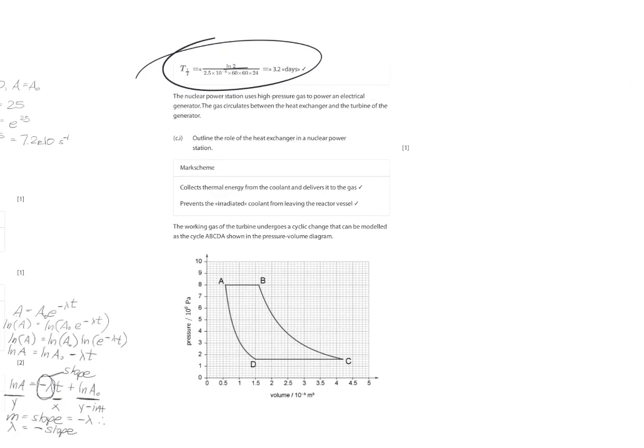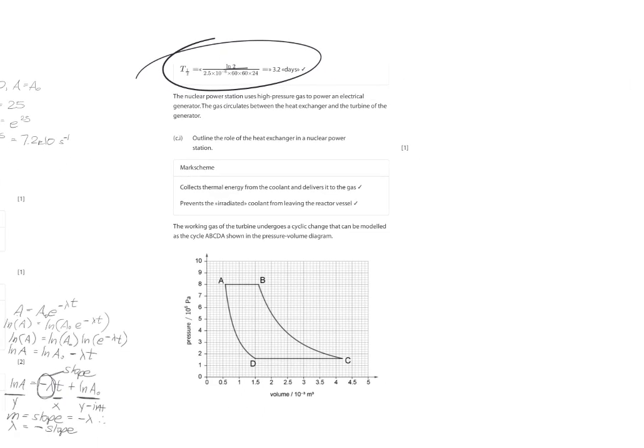Then a nuclear power station uses high pressure gas to power a generator. Gas circulates between the heat exchanger and the turbine. What does the heat exchanger do? It exchanges heat, collects thermal energy, and delivers it to the gas. So that's the job. It collects the heat, but also it prevents the irradiated coolant from leaving the reactor vessel. The coolant is sealed inside the vessel. The heat gets out through a heat exchanger.